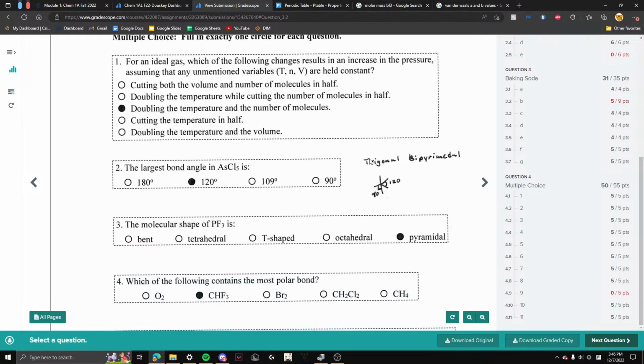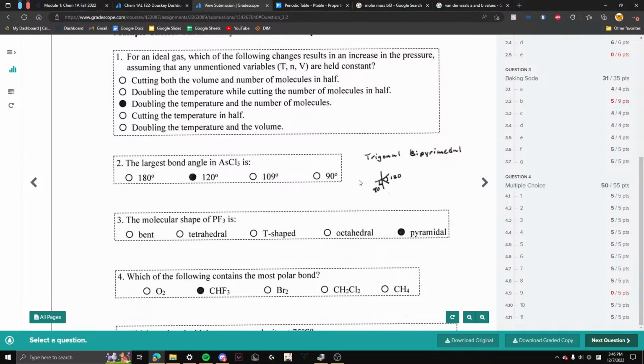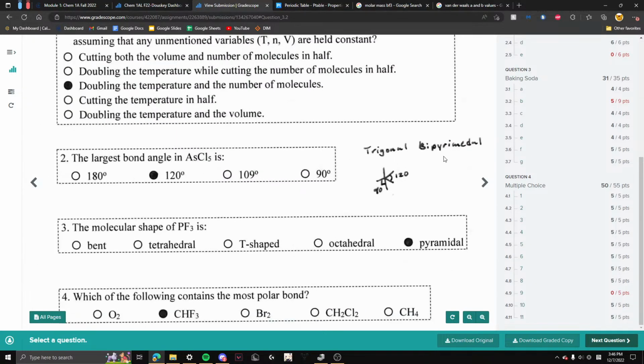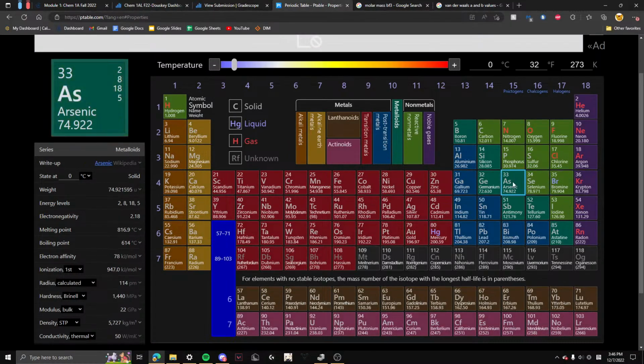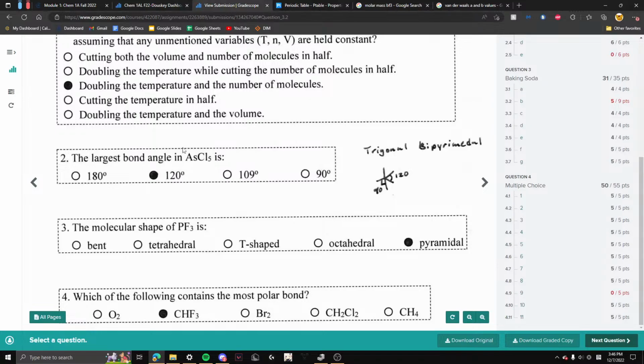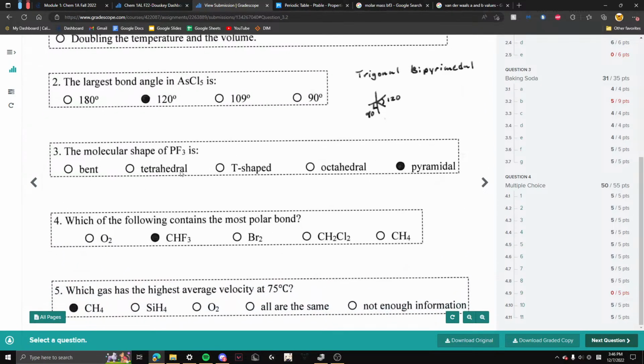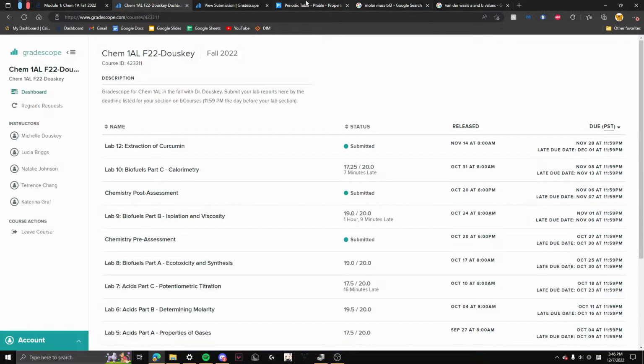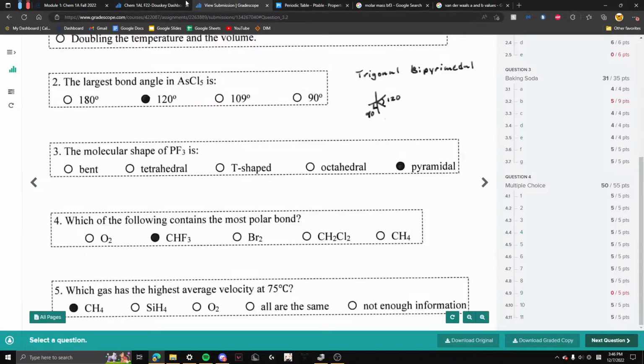And the largest bond angle in AsCl5, it's 120 here because this is trigonal bipyramidal. Because if you look at the periodic table, arsenic has 5 valence electrons, and it made 5 bonds. So 1, 2, 3, 4, 5. It's going to have 120 here and 90 there. So the largest would be 120. Molecular shape of PF3, it's pyramidal because phosphorus has 5 valence electrons. So it'll have a lone pair, which makes it tetrahedral, but that's electron shape. For molecular shape, we ignore the lone pair. So that makes it pyramidal.